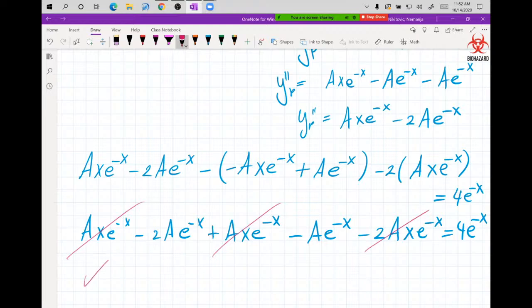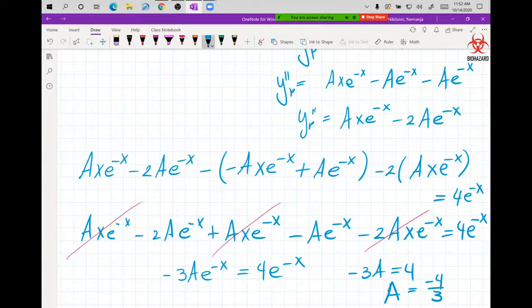Apple plus apple is 2 apples. Take away 2 apples, they're all gone. What's left is negative 3a. e to the negative x is equal to 4e to the negative x, from where negative 3a is 4, so a equals negative 4/3.